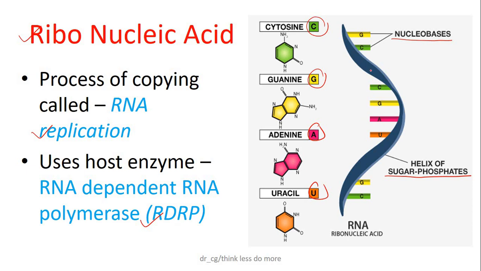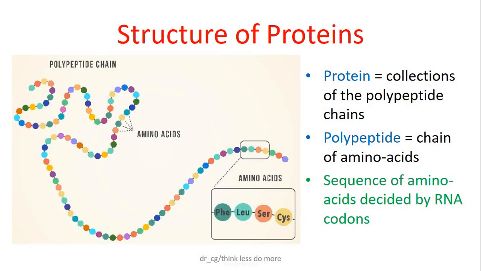For this process, an enzyme called RNA-dependent RNA polymerase is used, which is present inside the host cell. One more thing I want to highlight here is that three sequential bases of RNA make a group. It is called a codon. That signifies the structure of the protein, meaning which type of protein is going to be produced from this RNA gene.